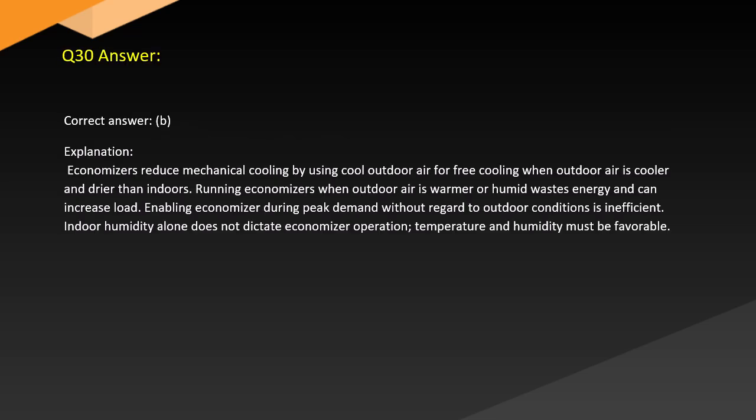Answer. Correct answer: B. Explanation. Economizers reduce mechanical cooling by using cool outdoor air for free cooling when outdoor air is cooler and drier than indoors. Running economizers when outdoor air is warmer or humid wastes energy and can increase load. Enabling economizer during peak demand without regard to outdoor conditions is inefficient. Indoor humidity alone does not dictate economizer operation. Temperature and humidity must be favorable.